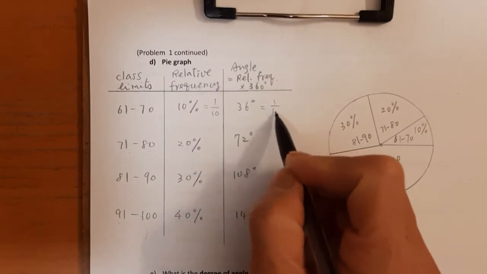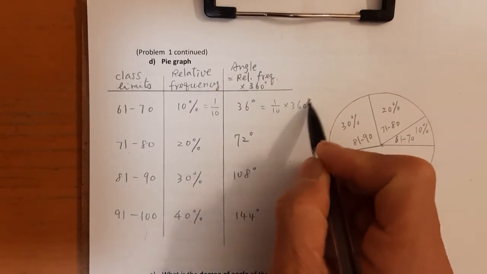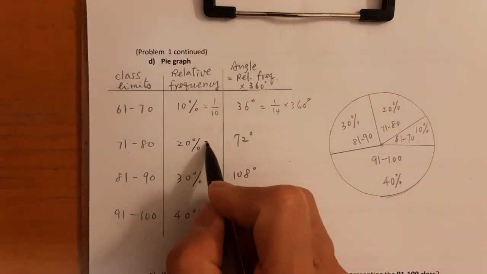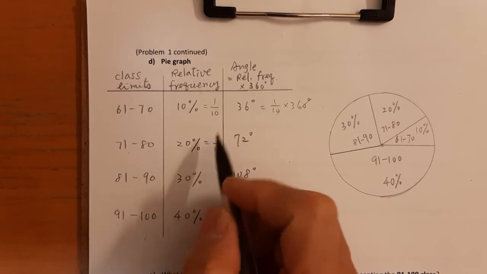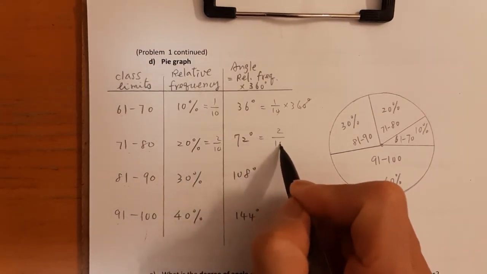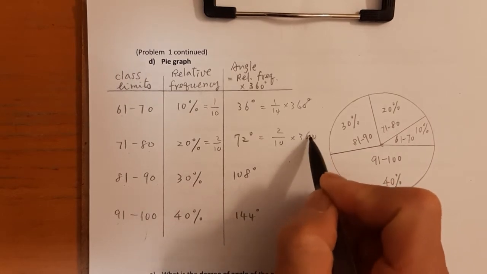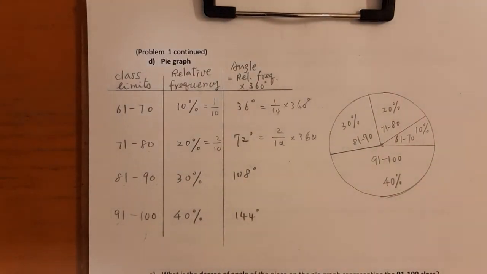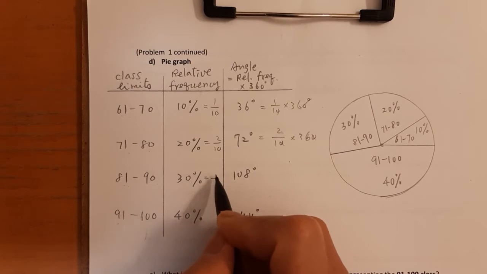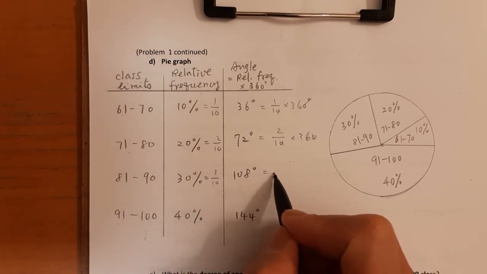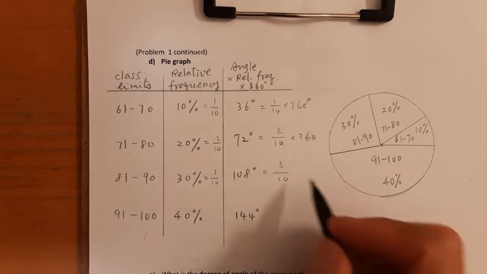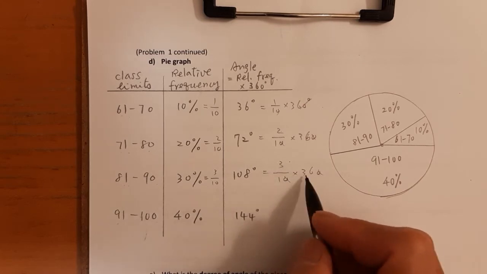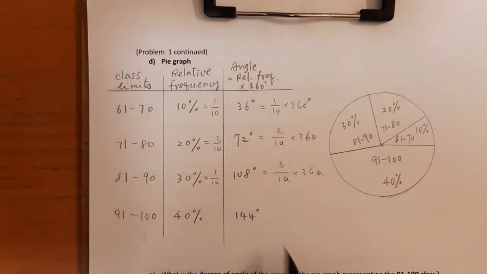So this is 1 out of 10 times 360 degrees, and the 0 cancels. You get 36 degrees. And this one is 2 out of 10, 20%. So this one is 2 out of 10 times 360 degrees, cancel, 2 times 36 is 72 degrees. And this one is 30%, which is 3 out of 10. So this is the frequency over the total n times 360 degrees. Cancel. 3 times 36 is 108 degrees.